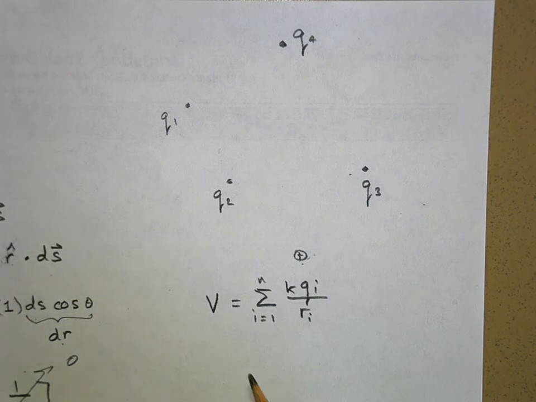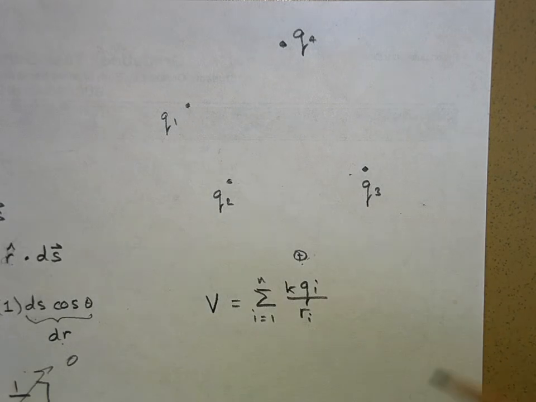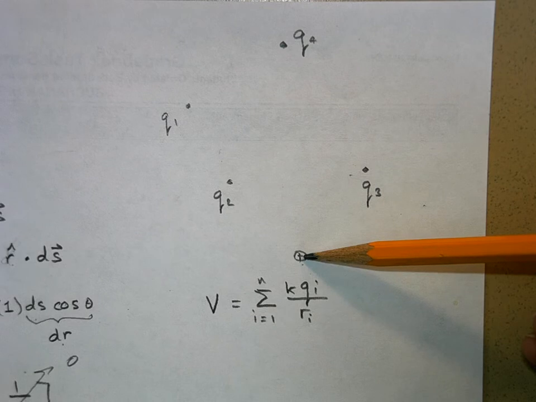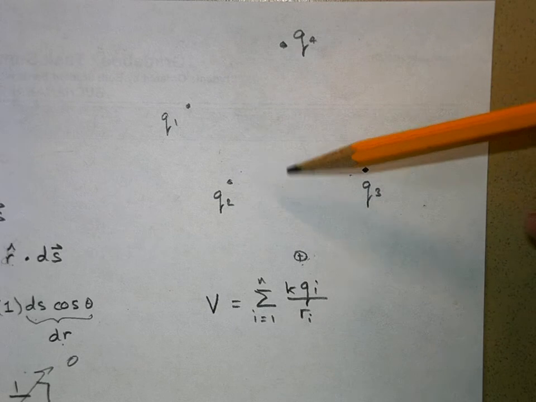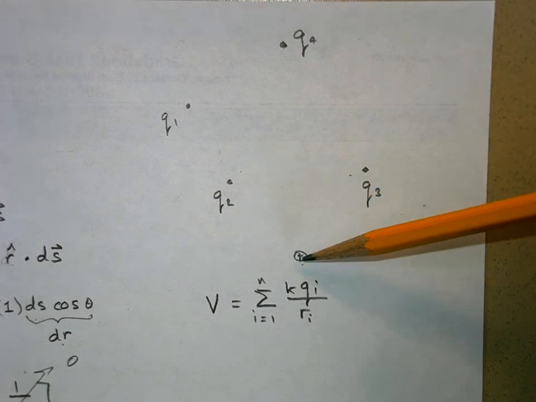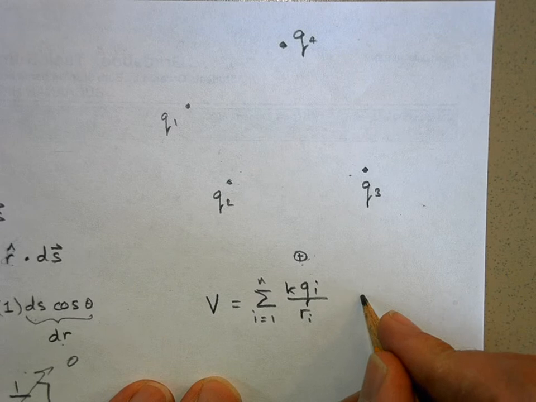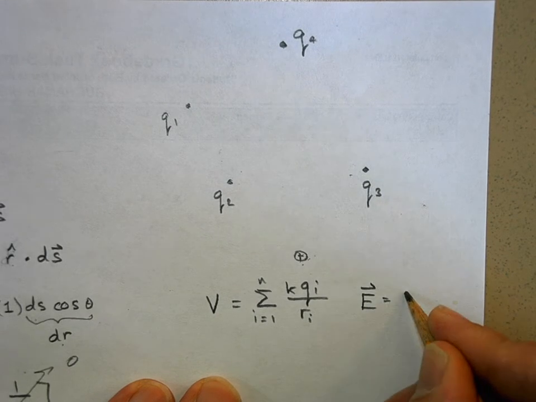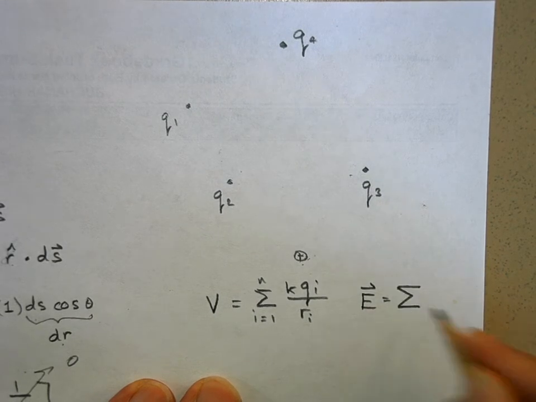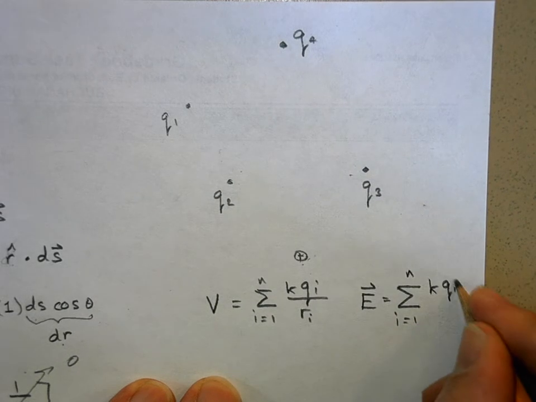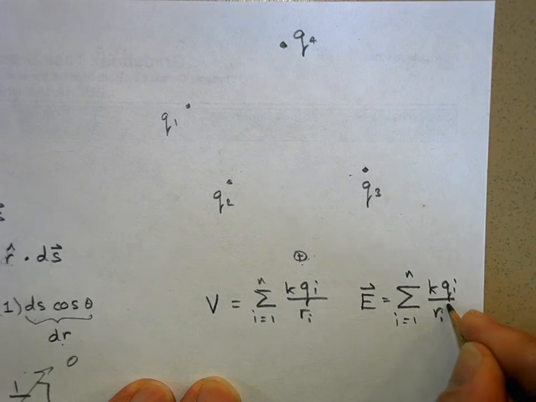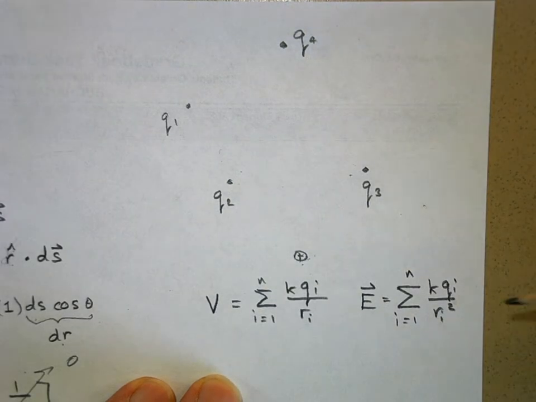Now, we had an equation very similar to this for electric fields. Like if I wanted to know what is the electric field at this location in space. What I did was I said the electric field was equal to the sum of i equals 1 to n of K Qi over Ri squared, right? The electric field is inversely proportional to the square of the distance away.